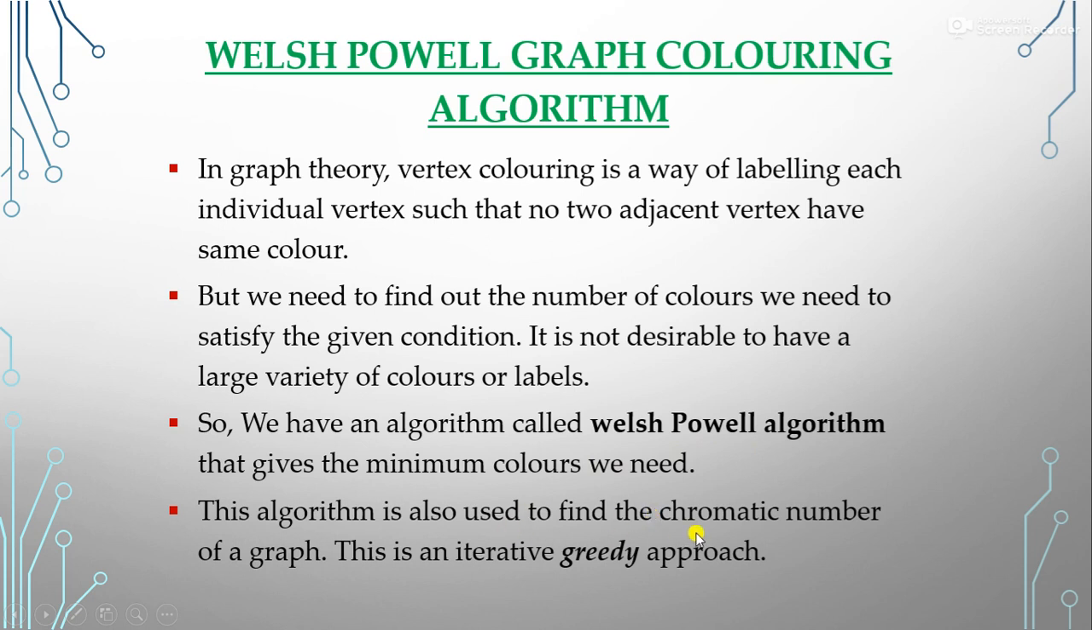This algorithm is also used to find the chromatic number of a graph. Why? Because the minimum number of colors we use to color the graph is the chromatic number. You know this? And the Welsh-Powell algorithm is an iterative greedy approach.